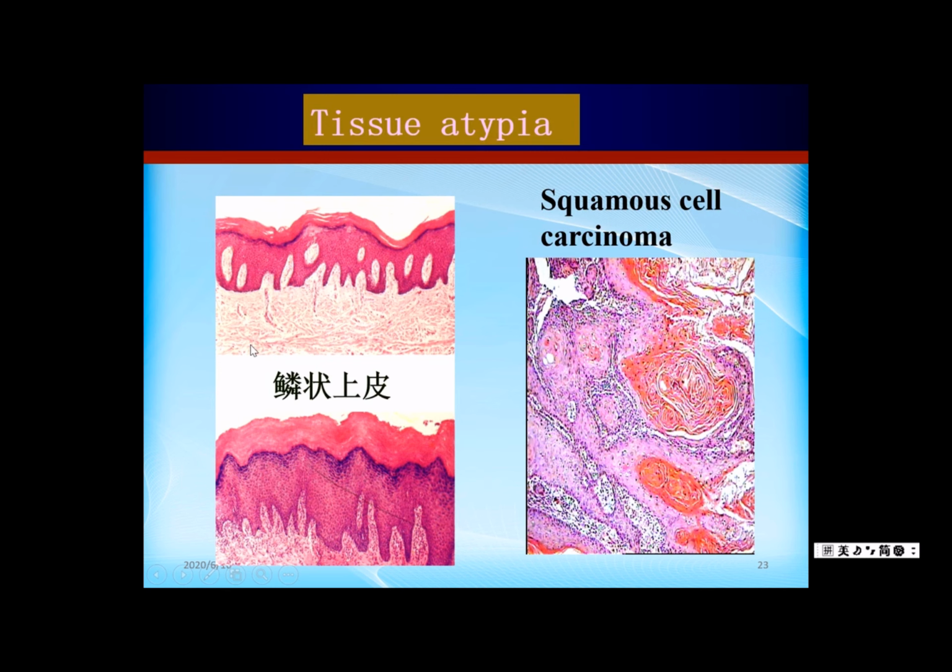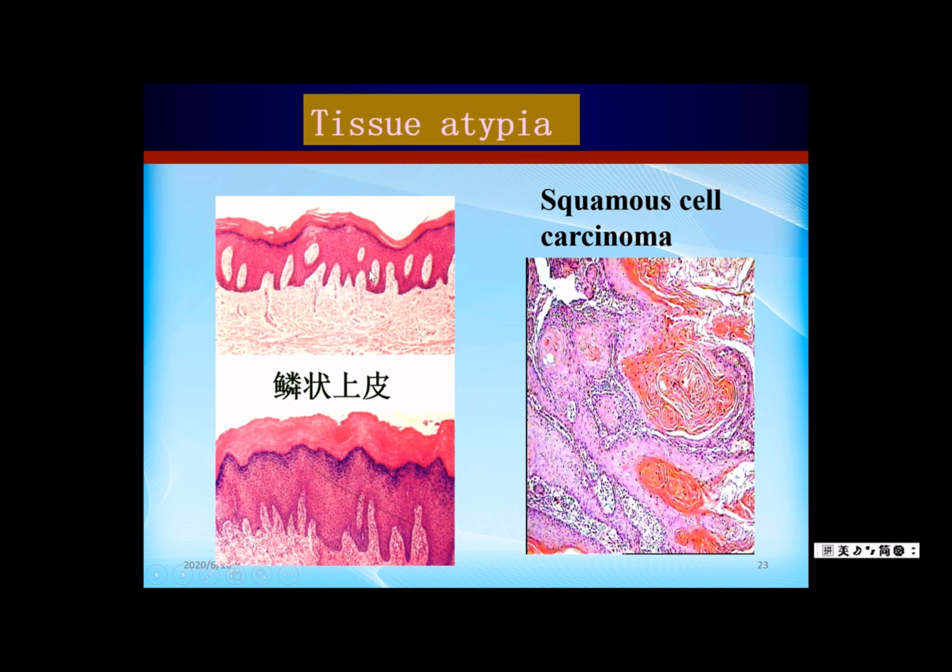Now let's see this slice. This is the normal squamous epithelium. The normal structure for squamous epithelium: there are many layers. The surface is keratin layer. The bottom is basal layer. The surface is flat. This is a normal squamous epithelium. How about this one? This is the squamous cell carcinoma. We can find the tumor cells form nests. The keratin layer is in the center, and the basal layer is in the surround.